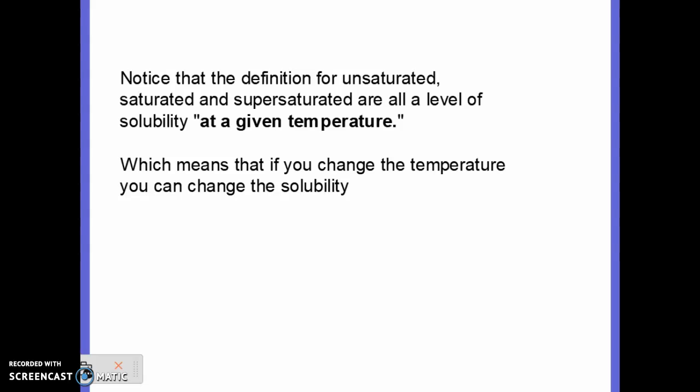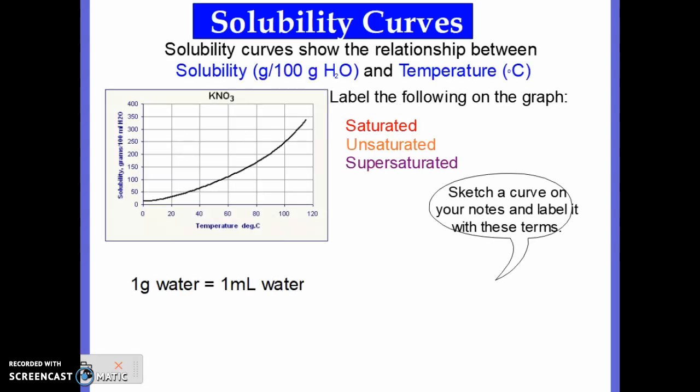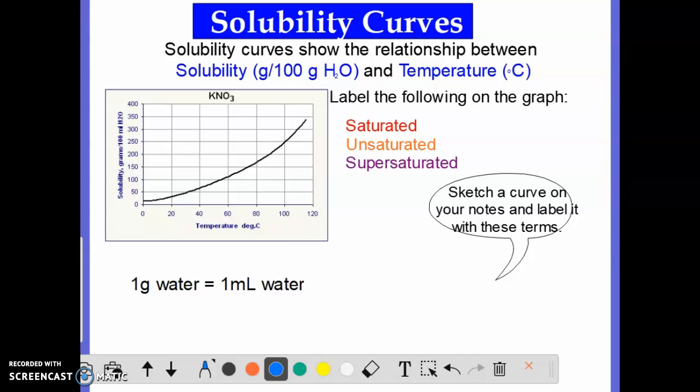So notice that the definitions for unsaturated, saturated, and supersaturated are all a level of solubility at a given temperature, which means if the temperature is changed, solubility gets affected, which is where our solubility curves come in. Solubility curves show the relationship between solubility in grams of our solute per 100 grams of water and temperature. We're going to label the following on the graph. There's a supersaturated section, a saturated section, and an unsaturated section.